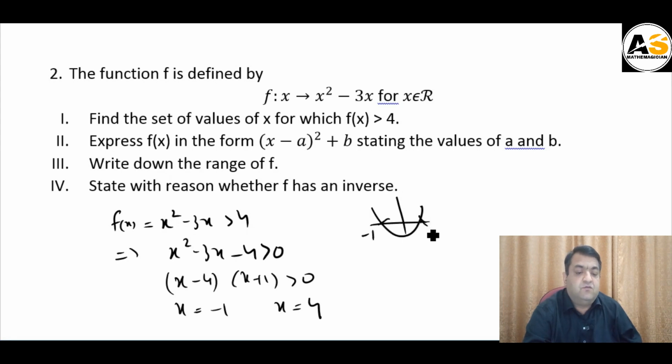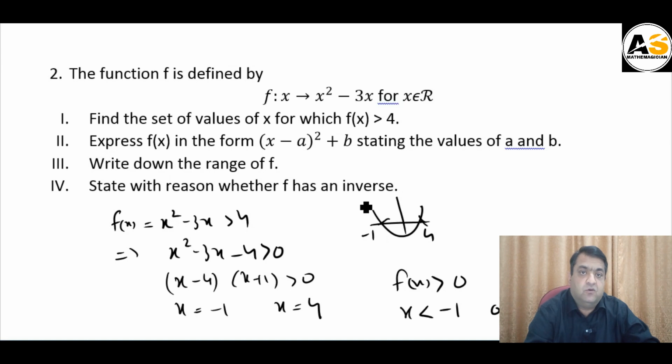So f of x will be positive when x is either less than minus 1 or x is greater than 4. So this is the solution. This is the set of values of x for which this function will have value greater than 4. I hope it is clear.